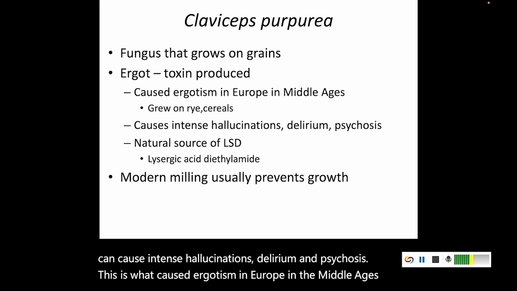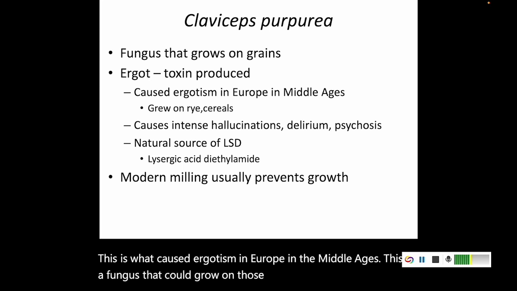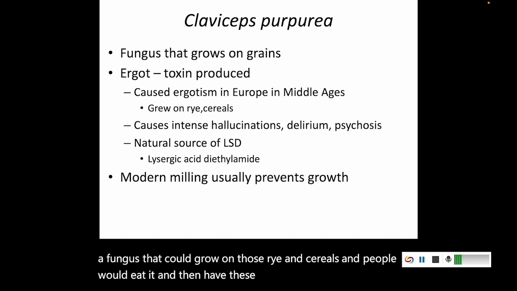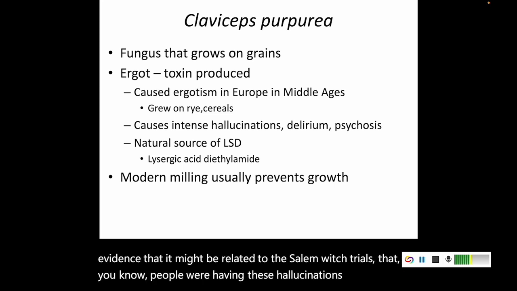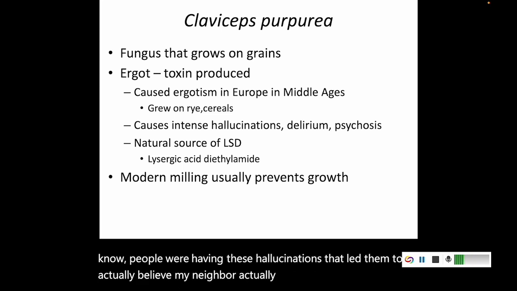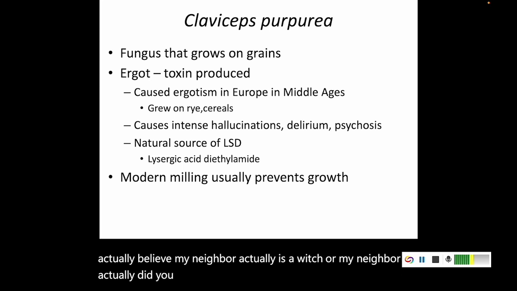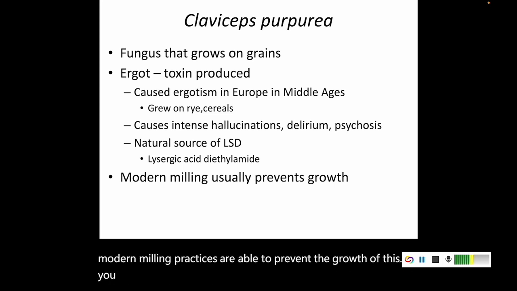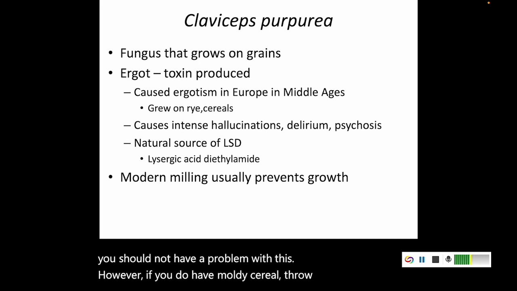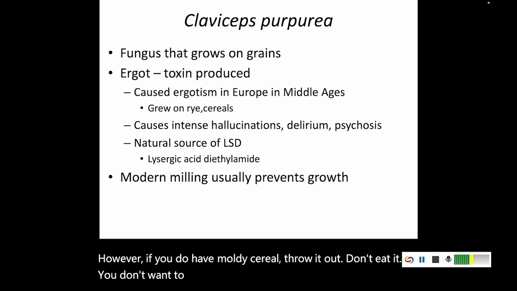This is a fungus that could grow on rye and cereals, and people would eat it and then have these hallucinations. There is some evidence that it might be related to the Salem witch trials, that people were having these hallucinations that led them to actually believe my neighbor actually is a witch, or my neighbor actually turned into a frog or whatever. Today, modern milling practices are able to prevent the growth of this, so you should not have a problem with this. However, if you do have moldy cereal, throw it out. Don't eat it. Hopefully, you don't want to have this in your body.